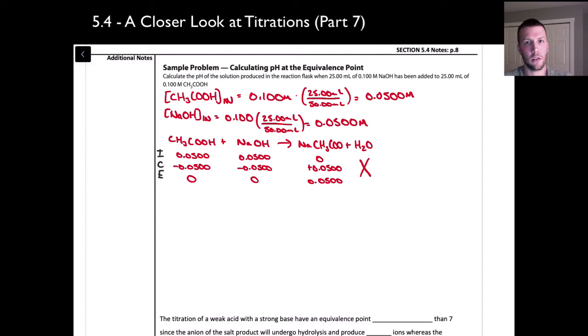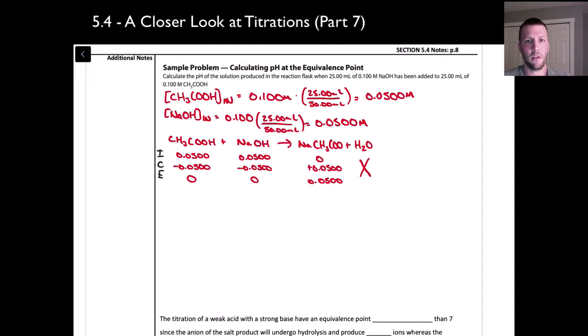So everything looks normal up until this point, but what we see here is that my reactants have been completely used up. And that makes sense. I'm at the equivalence point. Those two reactants should have canceled each other out completely. So all I'm left with now is my products.